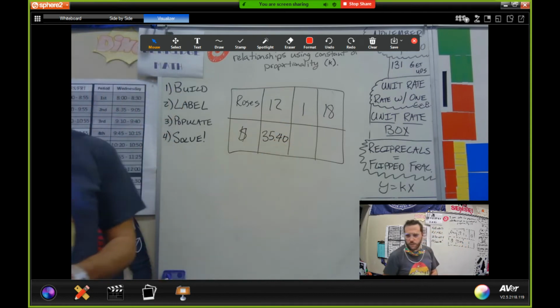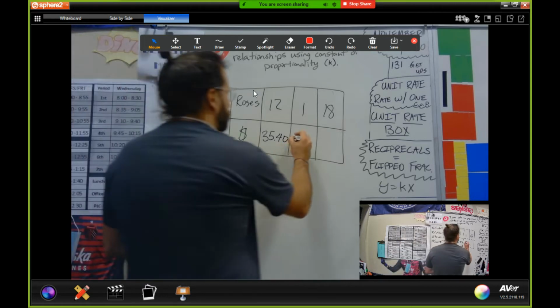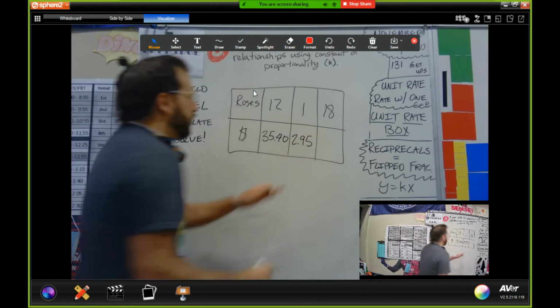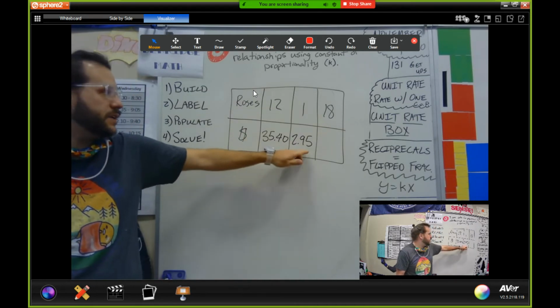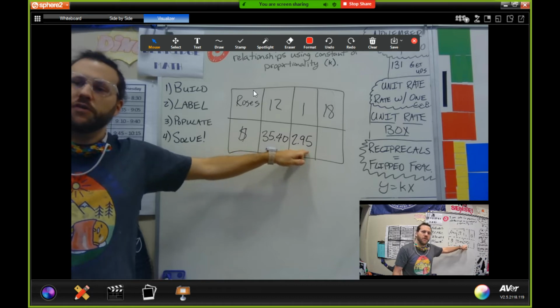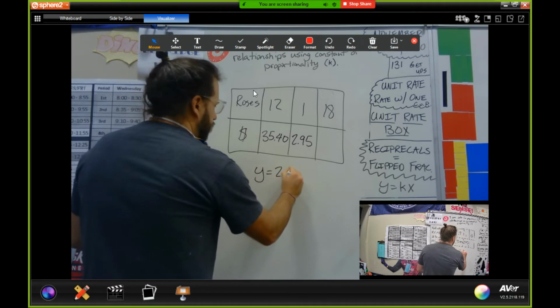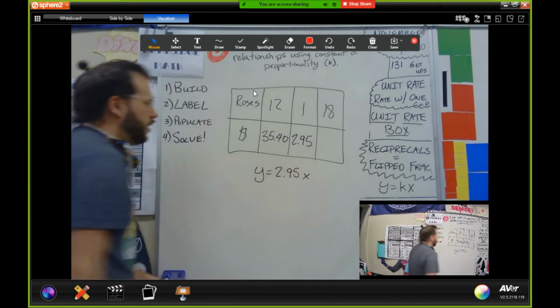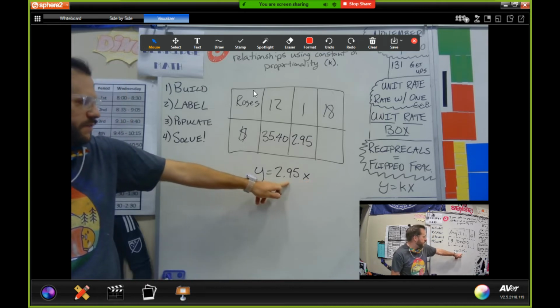So if I take 3540 and I divide it by 12, it tells us that each rose is $2.95. So this is a couple things. This is our unit rate. It's also our constant of proportionality. It's also the k for our equation. So our equation is going to be y equals 2.95x.